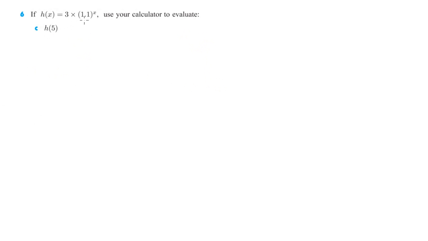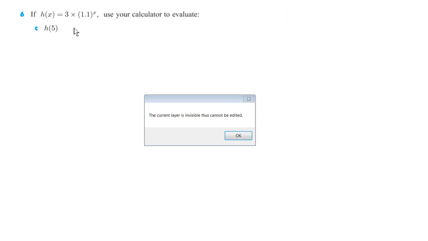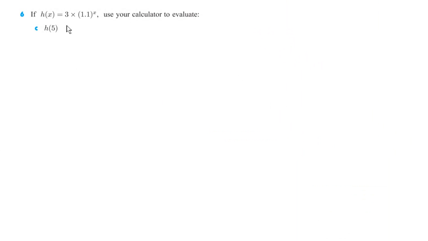6, if h of x equals 3 times 1.1 to the x, use your calculator to evaluate h of 5. So if we bust out our calculator here, we will do 3 times 1.1 to the x. x now is 5, so 1.1 to the 5th power, and we push enter, and we get 4.83 if we round to 3 significant figures. So h of 5 is pretty close to 4.83. Okay.